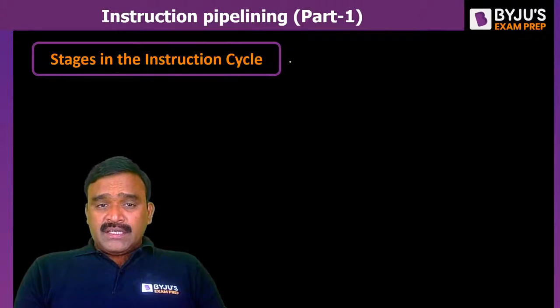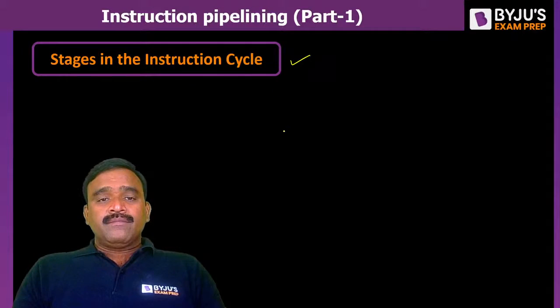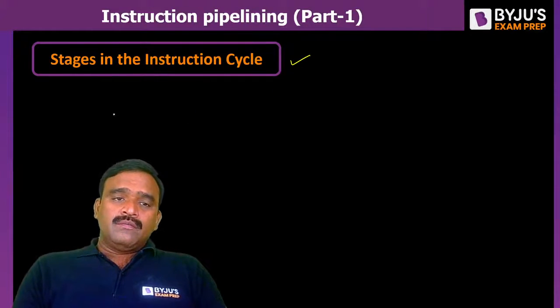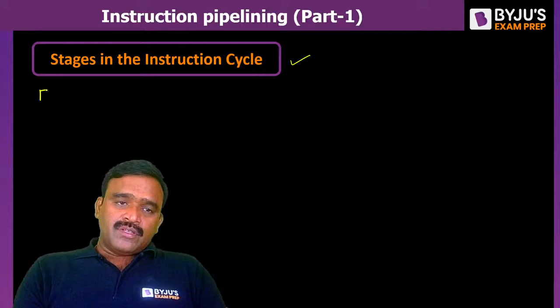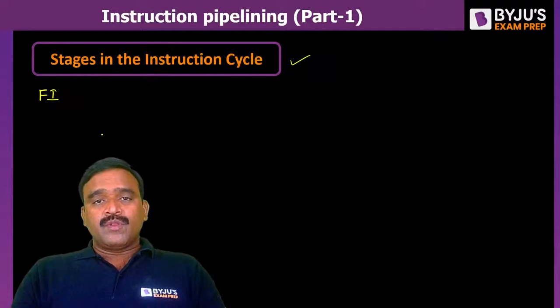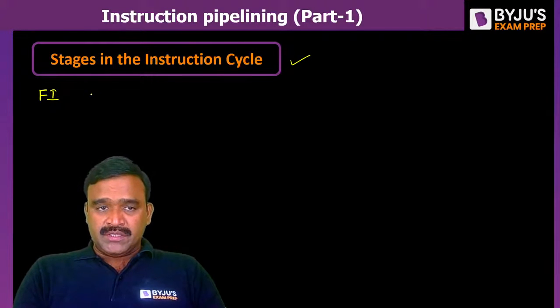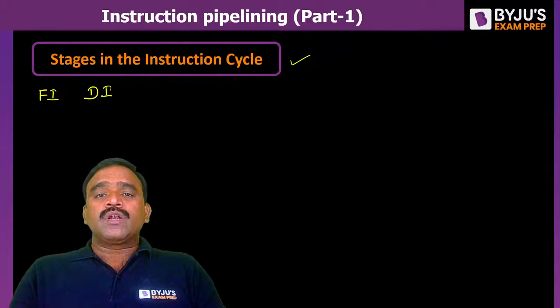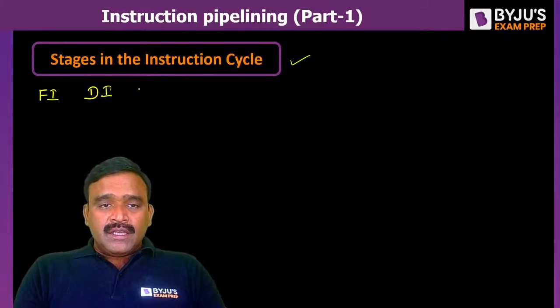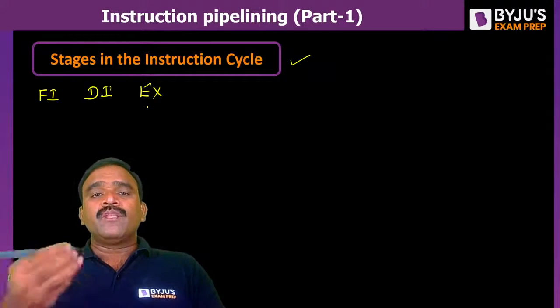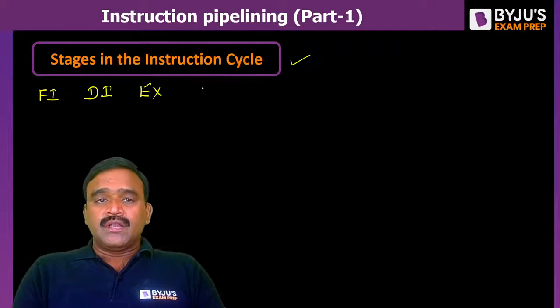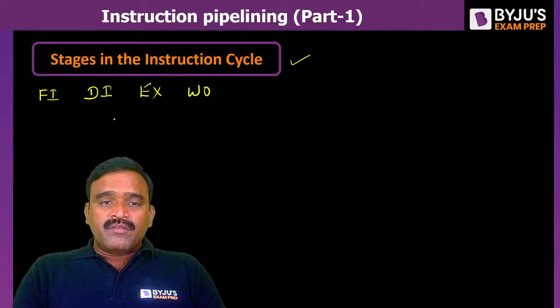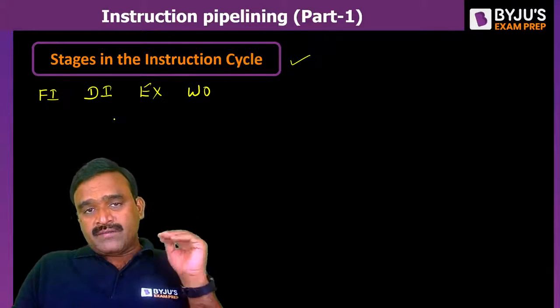Now, different stages are possible in the instruction cycle. Usually the basic stages start with fetching of instruction. What do you mean by fetching of instruction? Getting the binary code from the memory and keeping it in the instruction register. After fetching, we need to decode the instruction to understand what type of instruction it is. Then we can execute. Performing the operation is nothing but execution. And then writing the operand. After performing the operation, we have to store the result somewhere.